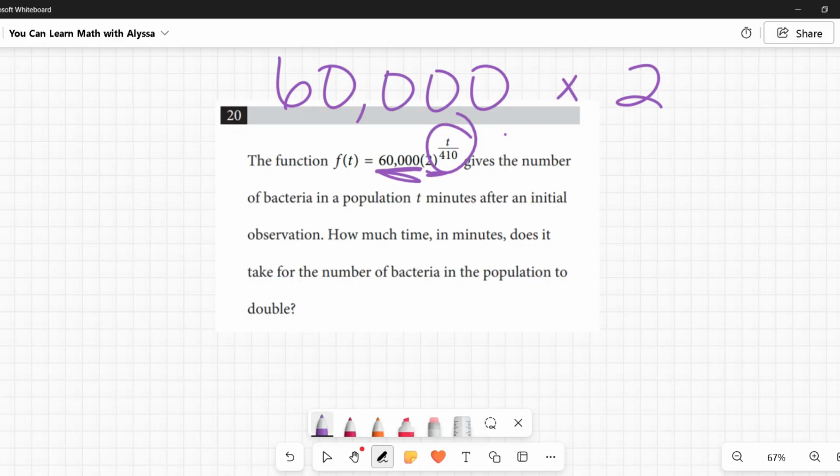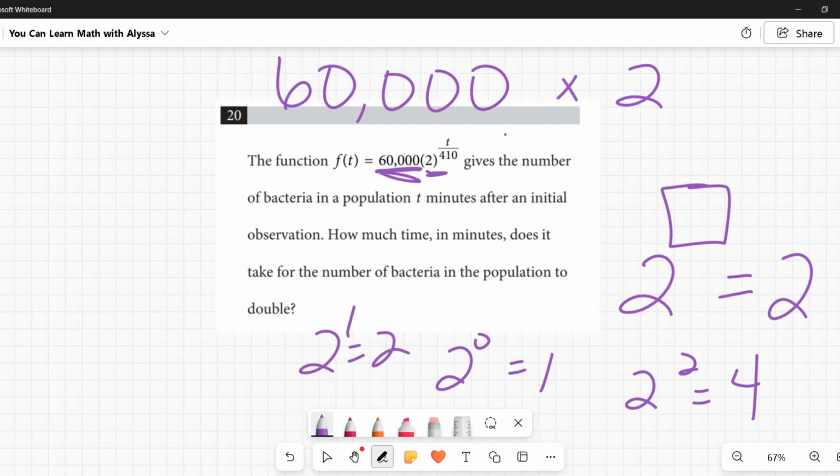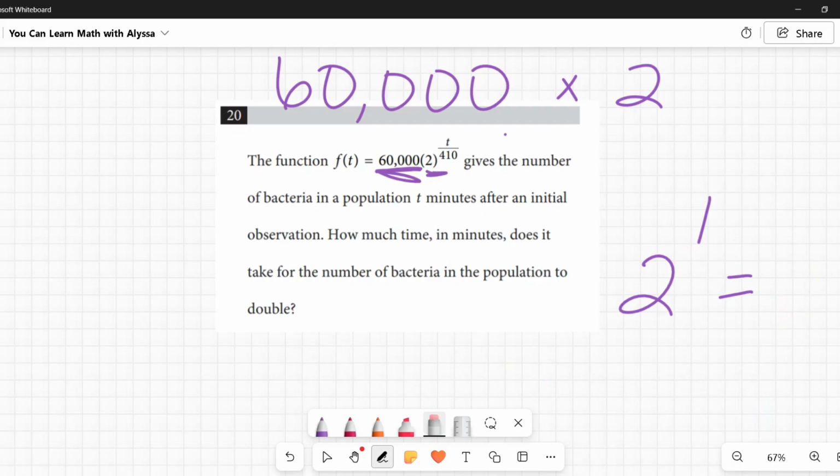What t needs to be there for this just to be 60,000 times 2? 2 to the power of something. I'll put like a little square there. 2 to the power of what equals 2? Because I want it to be 60,000 times 2. 2 to the power of 0? No. 2 to the power of 0 is 1. 2 to the power of 2 is 4. But what about 2 to the power of 1? 2 to the power of 1 is just 2. That's what I want. I want this to be 2 to the power of 1.